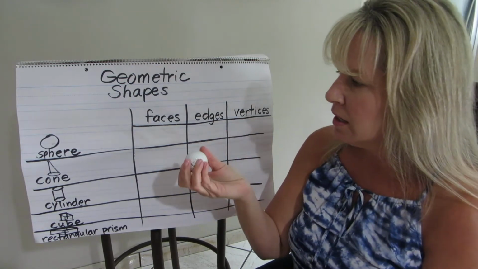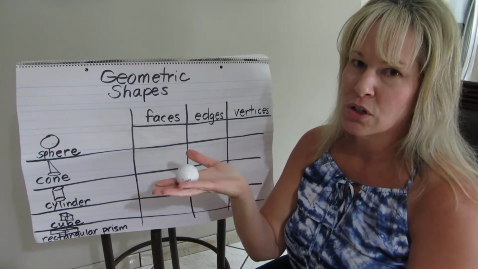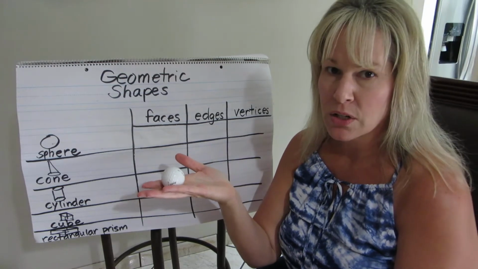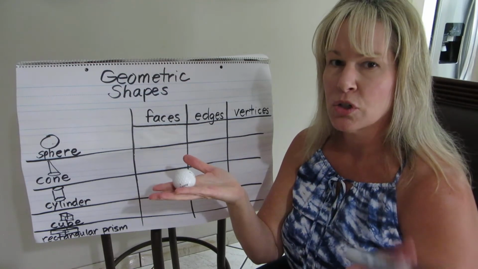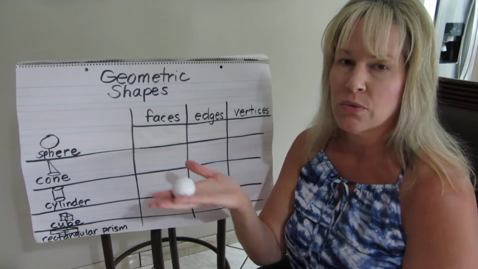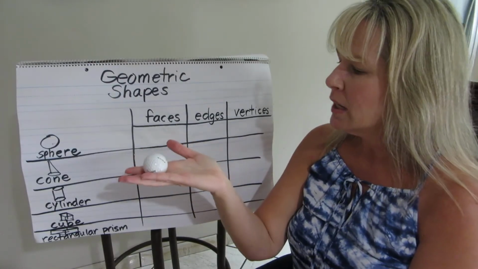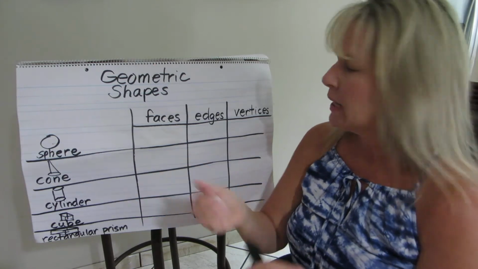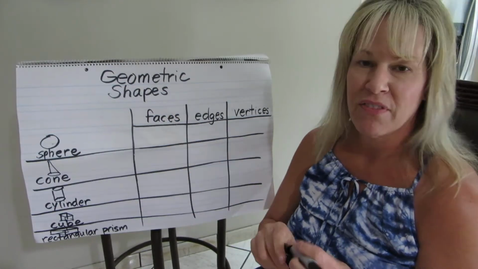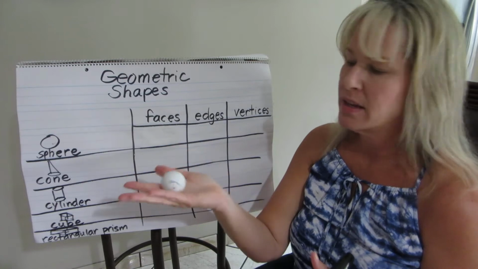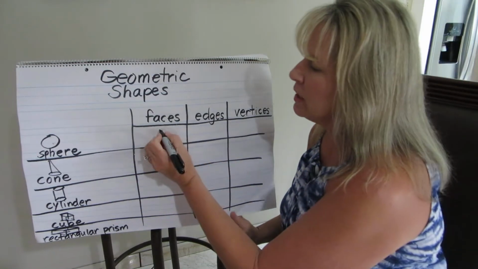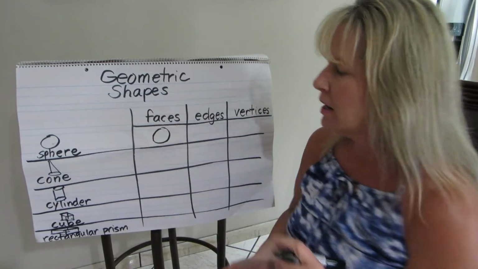So a sphere is kind of one of the easiest geometric shapes. You guys sometimes call it a circle, but a circle is a two-dimensional shape, which is flat. A sphere is 3D, and it has 3 dimensions. So when we're looking at, are there any flat places on this, we call that a face. There's nothing flat on this, that's why it can roll. So there are 0 faces on a sphere.